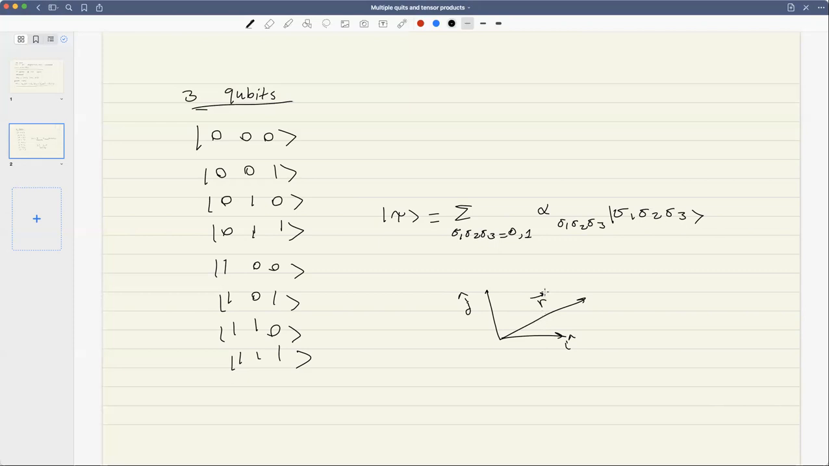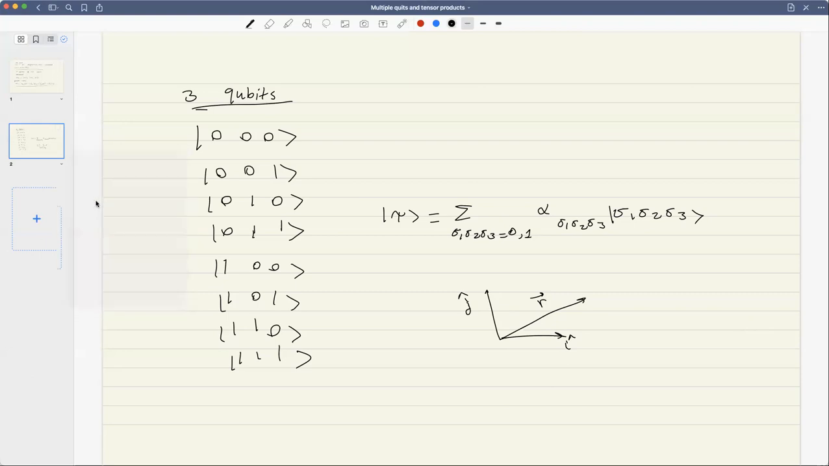All of that applies. Again, the coefficients are complex. It's just that the dimension of this space keeps growing exponentially. It's a very high dimensional space for a large number of qubits. All right.